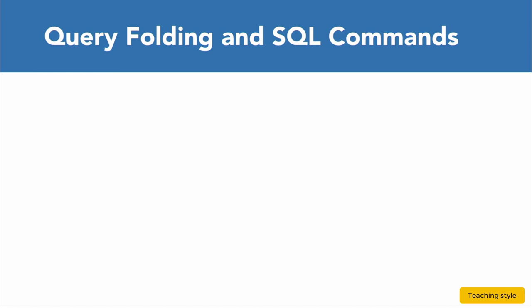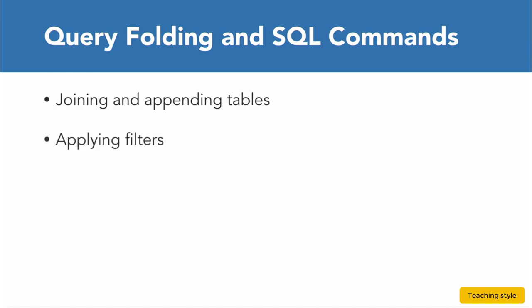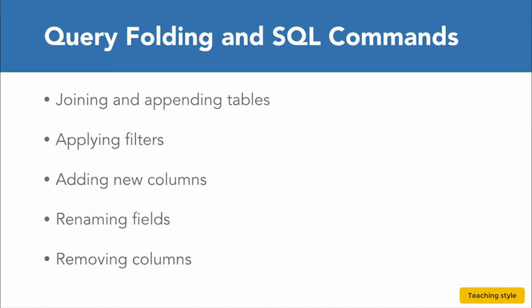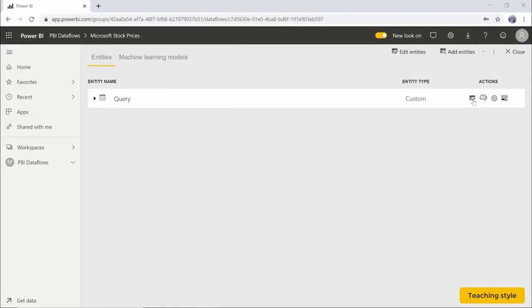Examples of query commands that can translate into query folding include merging or joining tables, appending tables, applying filters, adding new columns, renaming fields, and removing columns. In our Power BI Pro account, we already set up an API query for the Microsoft stock price data from the World Trading Data website.